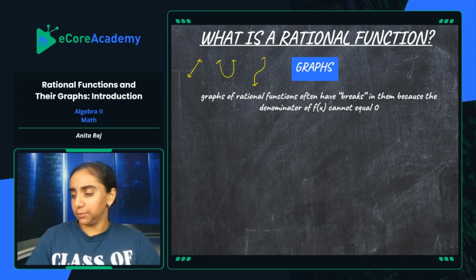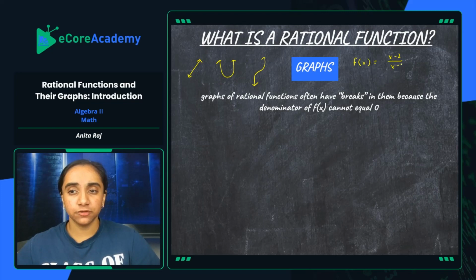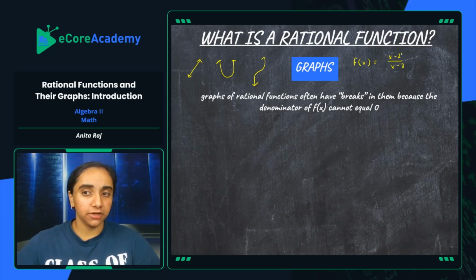So if we had an example where f of x is equal to x minus 2 over x minus 3, this would be a rational function. X minus 2 is your p of x. It's a polynomial. And x minus 3 is your q of x. It's also a polynomial, and it's not equal to 0.